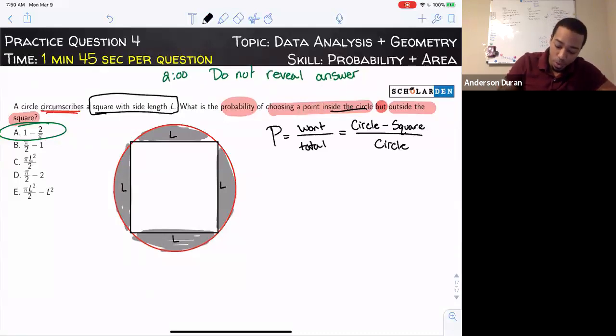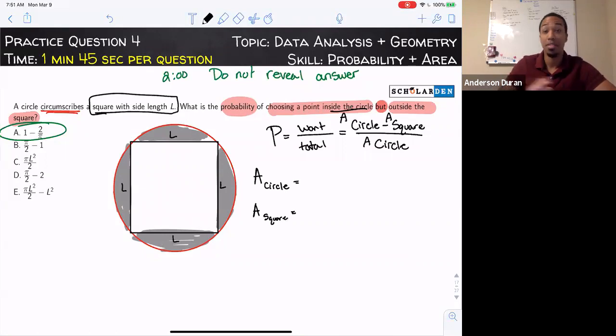So what we need to do now is find the area of the circle, subtract the area of the square, and divide it all by the area of the circle. Remember, the probability is dividing what we want by the total possibilities. That's how we get probability. So what we need to do is find the area of the circle, the area of the square, and then do your math quickly and you're done. So let's go ahead and get to it.